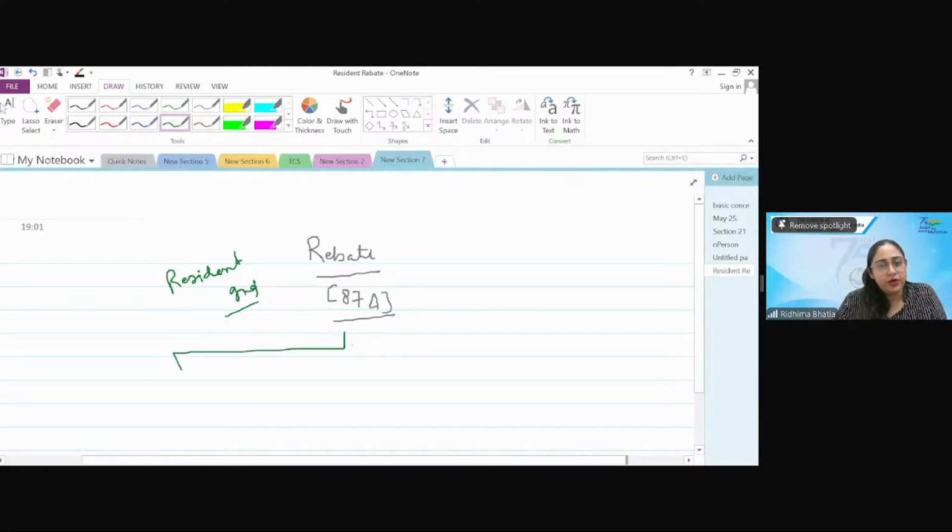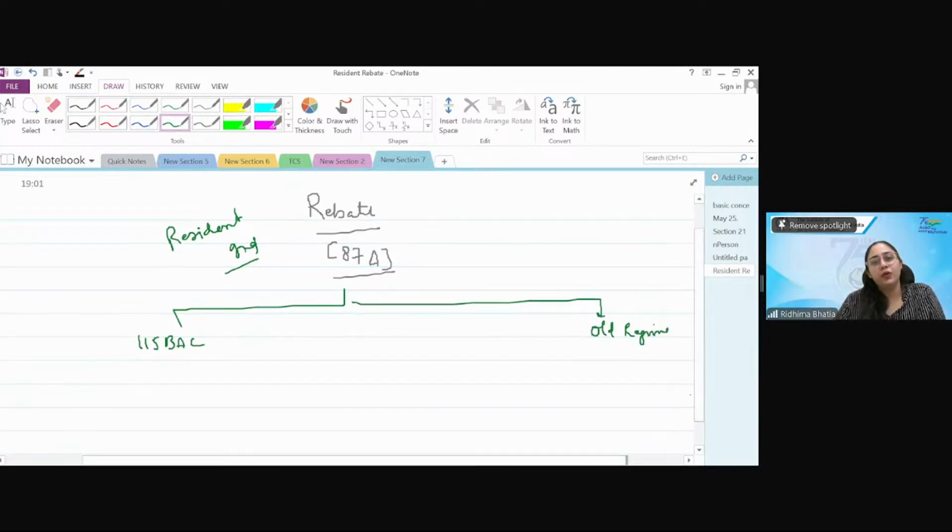There is rebate for the default regime also, if you're following 115BAC. There is rebate for the old regime also, which has been going on. No one in the question will tell you that you have to apply rebate and calculate tax. This is your sense. How will you know that rebate has to be calculated? When your total income, in case of old regime, is up to 5 lakhs, that is, up to 5 lakh, rebate would be given to you.